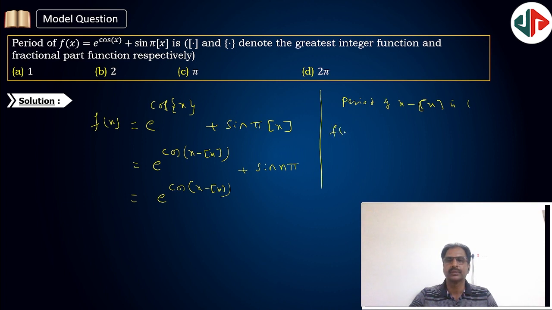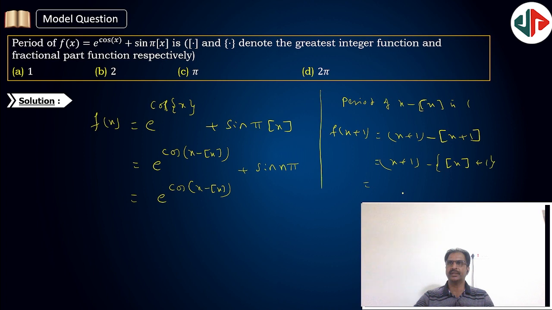Because if you find f of x plus 1, replace x with x plus 1. So this is x plus 1 minus step of x plus 1, which can be written as step x plus 1. Step of x plus k can be written as step x plus k when k is an integer. Here 1 is an integer. So here 1 gets cancelled and what is left out? So I got f of x plus 1 is equal to f of x.